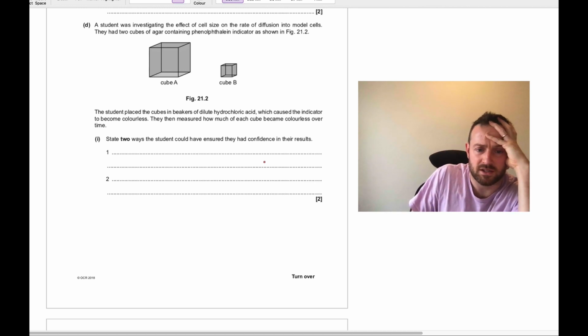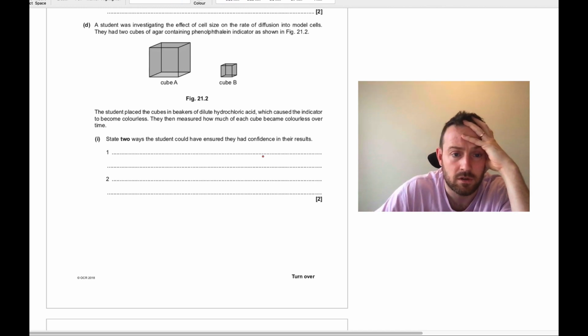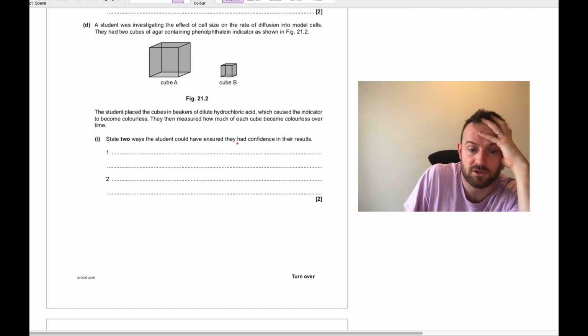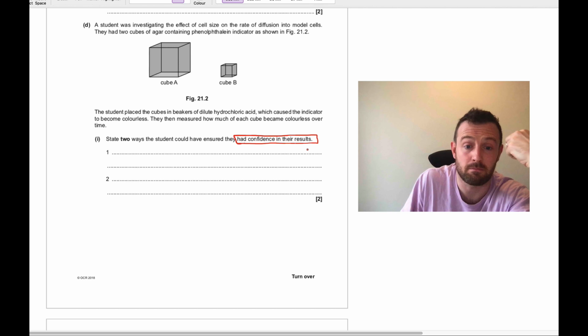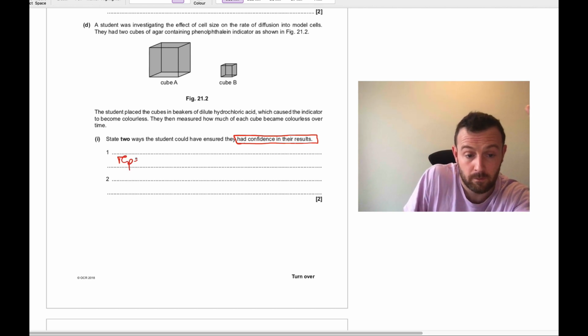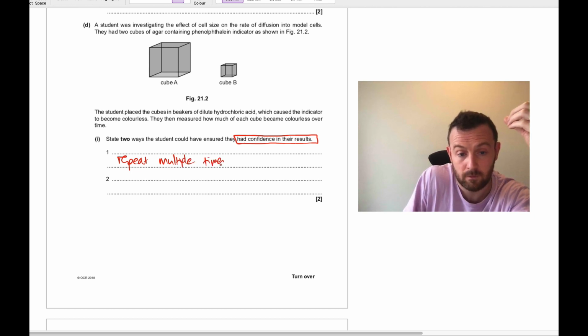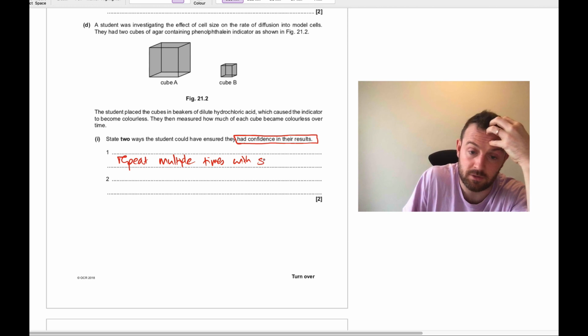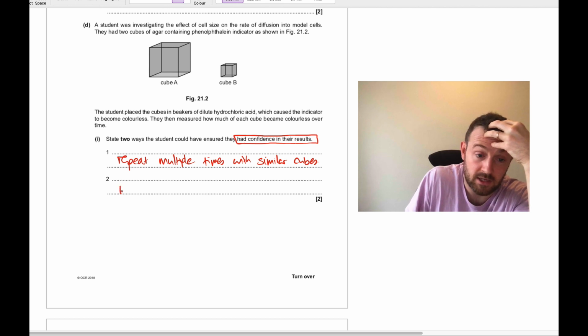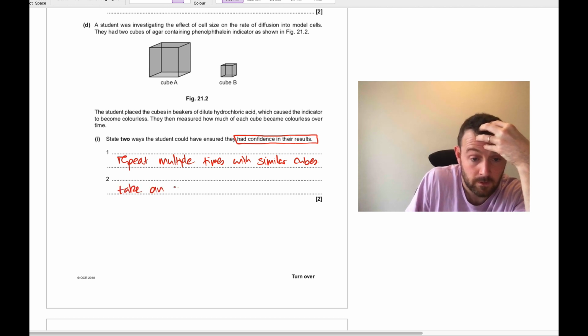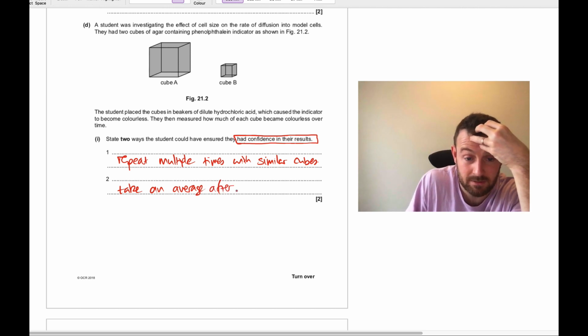So I think this is talking about how to have confidence in their results. How are you sure it's not a one-off is what I read that as. So I think we need to do this multiple times, multiple times with similar conditions, and then take an average, after eliminating anomalies, maybe.